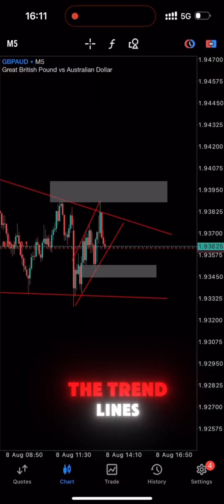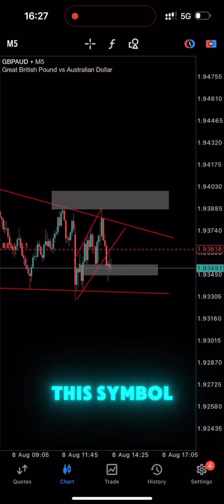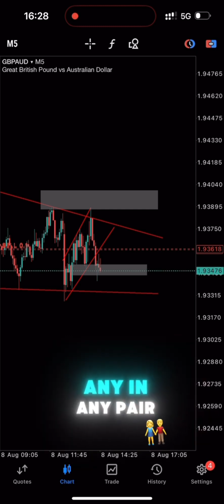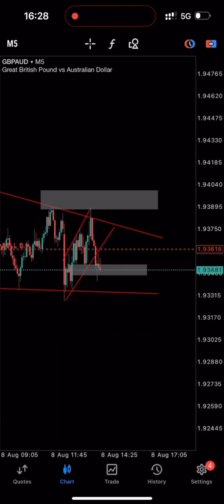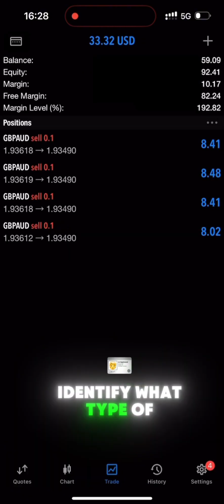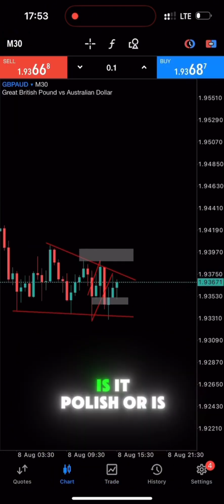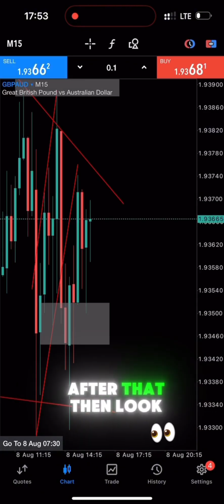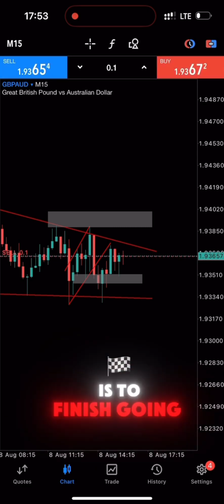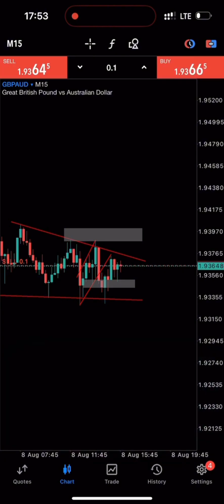All right, it's all about drawing the trend lines. A lot of people are saying they don't understand. All right, let me break it down for you. It's this simple. Just go into any market structure, any pair, open it, and draw the trend lines first. Identify what type of market structure or pattern you have. Then look inside that channel. Is it bullish or is it bearish? After that, look: do you have a W or do you have an M? If you have an M, it means the trade has to finish going downwards. If you have a W, it means the trade has to finish going upwards, right?